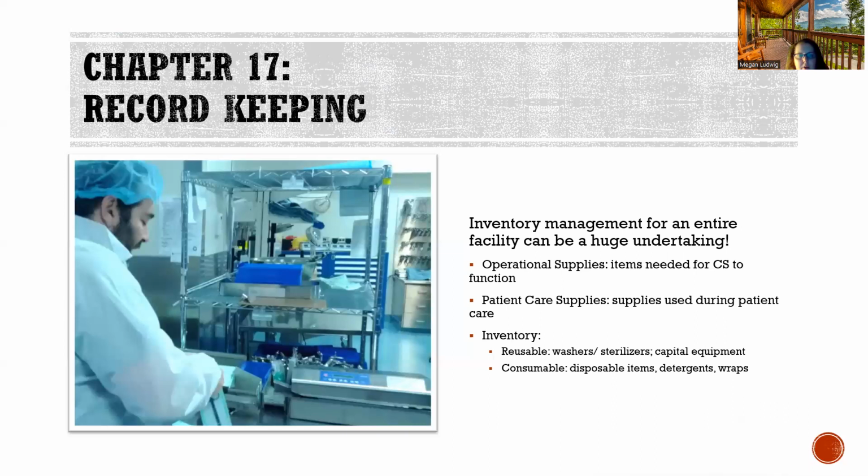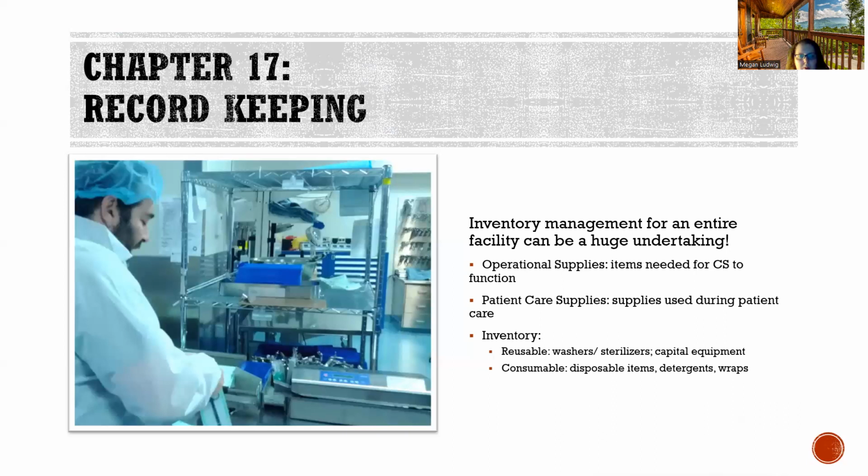Now, there's also a term inventory here. That's what's in the department. So you have reusable inventory and then consumable inventory. So reusable can be reprocessed, or it could be the actual larger items that are capital equipment, such as your washers and sterilizers. Those things cost a lot of money, so they are considered capital equipment.